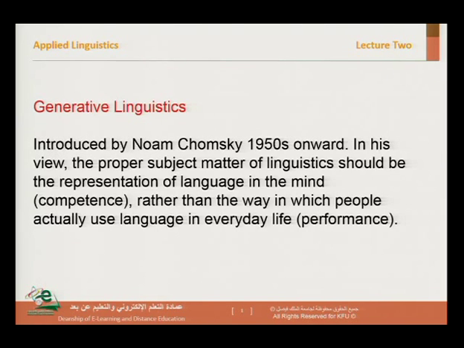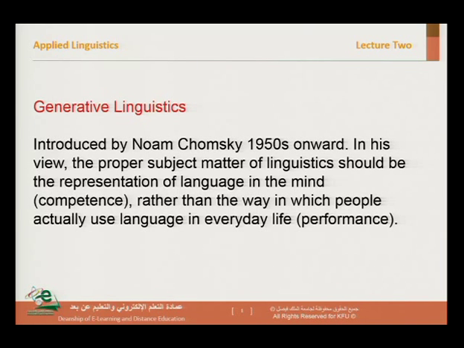Actually, one influential type of idealization here is that used by generative linguistics, and the most famous guy here who introduced generative linguistics is Noam Chomsky. Noam Chomsky is a very, very famous guy in linguistics, and you've got to know about this guy. And he introduced this term, generative linguistics, in the 1950s onward, which was a long time ago.